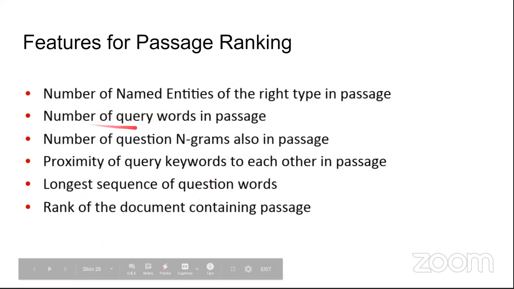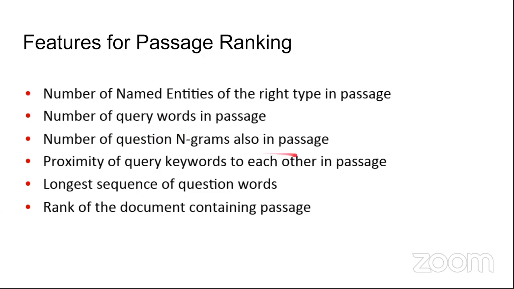Number of named entities, number of query words, number of question n-grams, not just the query words that you have formulated from the actual question, but if you look at the whole question and you try to form n-grams, basically unigrams, bigrams, trigrams, or four-grams, and then look for all those in the passages that you have retrieved from the document set, this feature probably may be given less weightage. Higher weightage to the query words, I guess.